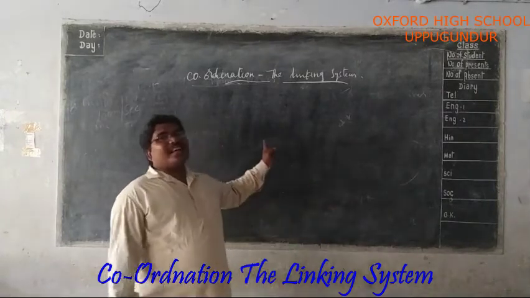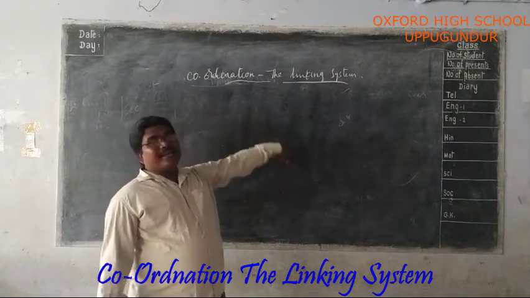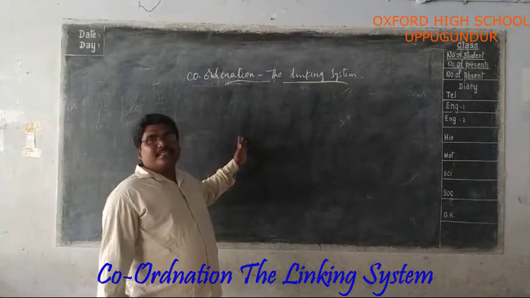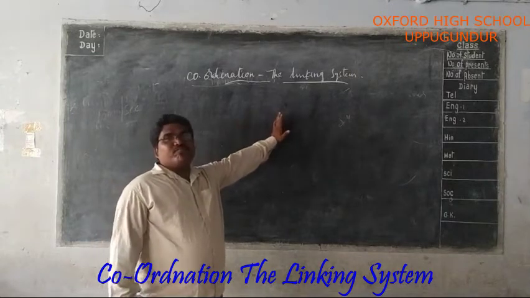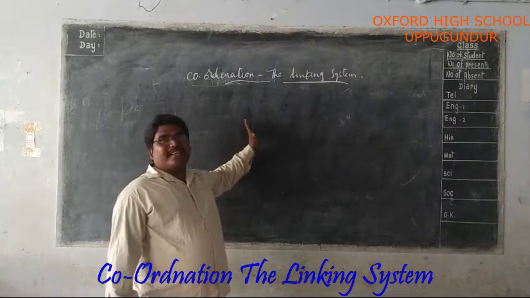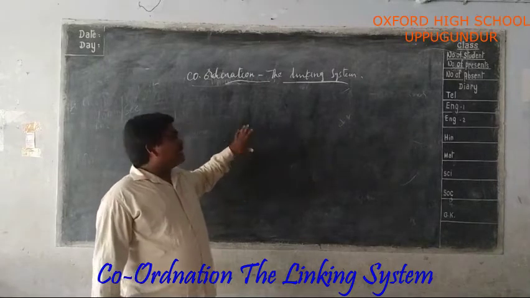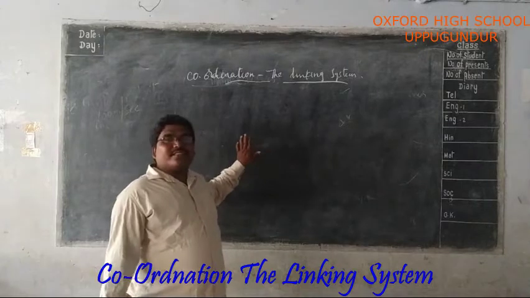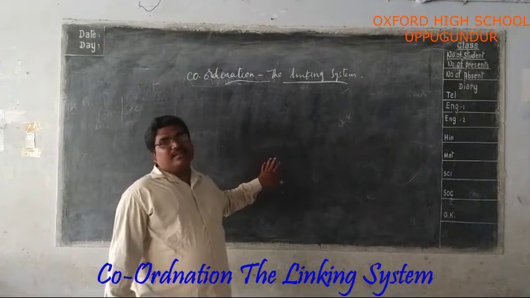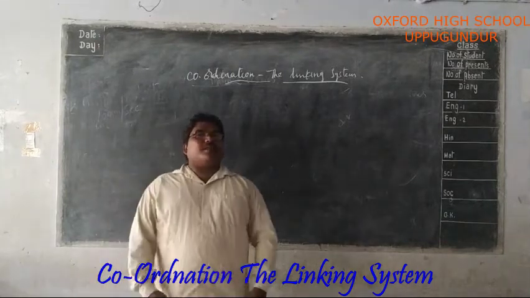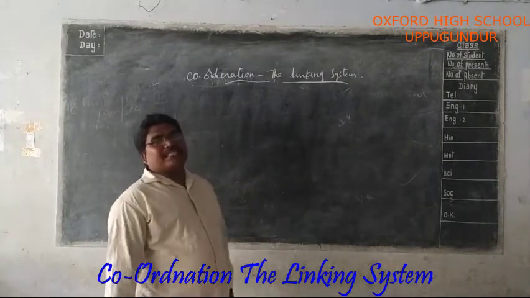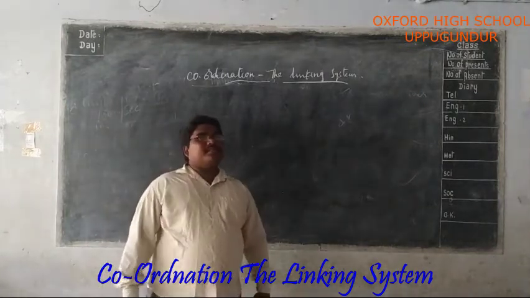So, in the previous class, we discussed coordination, the linking system. The parts present in it are mainly the nervous system, and the nervous system is considered into two types: central nervous system and peripheral nervous system. The central nervous system contains the brain and spinal cord. In the previous class, we discussed the structure of the brain. Here, I am going to explain the structure of the spinal cord.